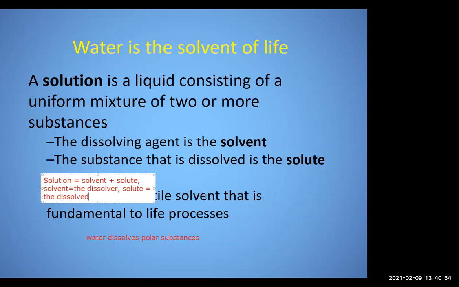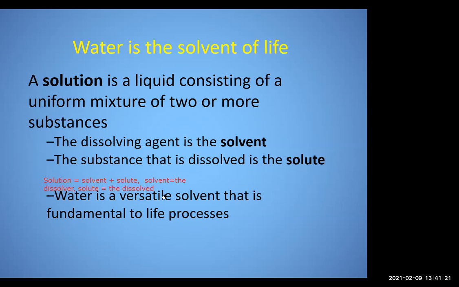So for instance, if I mix sugar with water, the water is going to dissolve the sugar. And so my sugar would be my solute and my water would be my solvent. And my solution would be sugar water. Right? So number one property, it's a biological solvent and it dissolves other polar substances.